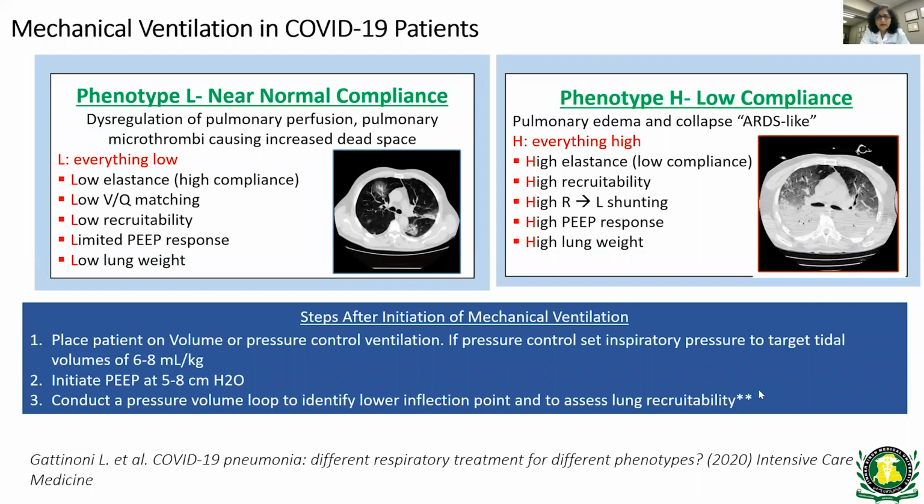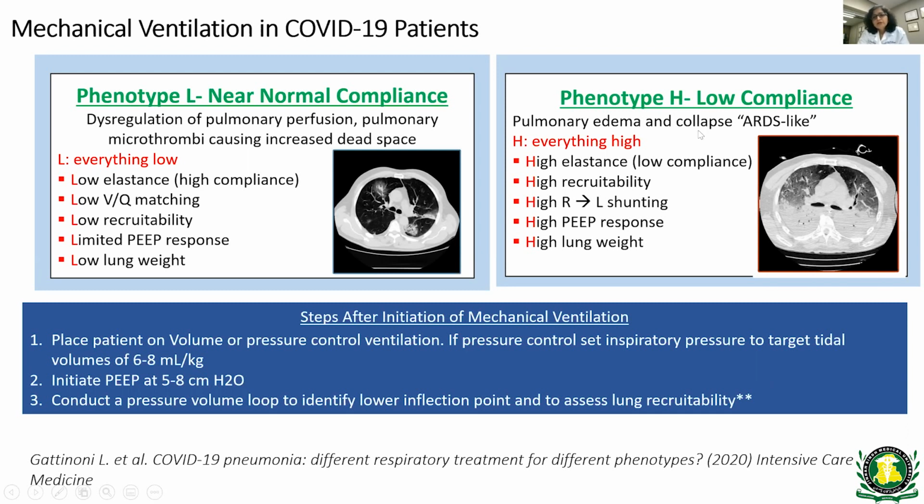Now the phenotype L is where the lungs have a near normal compliance. Here the problem is dysregulation of pulmonary perfusion causing a VQ mismatch and increased dead space ventilation. There's also pulmonary microthrombi. And L, everything is low in here to make you remember this. So low elastance, but a high compliance, low VQ mismatching, low recruitability, a limited PEEP response, and a low lung weight. Here, the infiltrates, as you see on the CT, are towards the periphery of the lung.